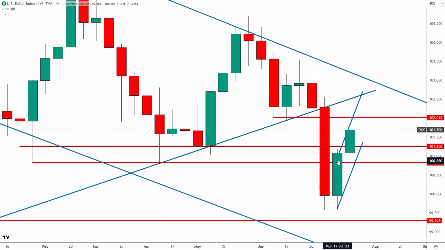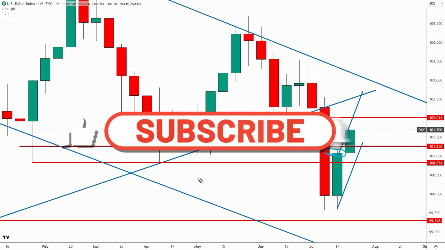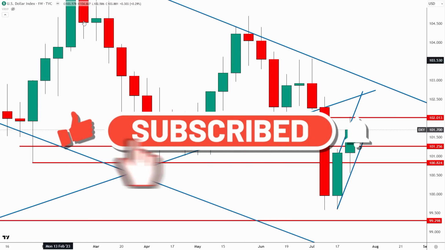So you can see here the weekly close back here, right? We got the close back above 100.8 here on the weekly. And then last week cleared that area right around 101.25. So as of right now, I am cautiously bullish on the DXY with those reclaims.